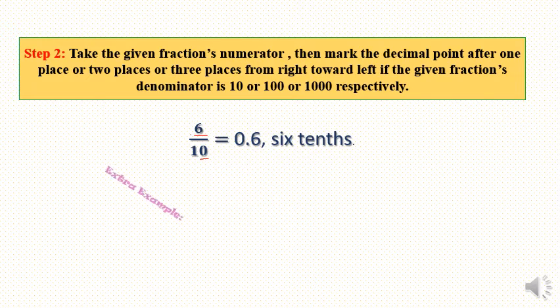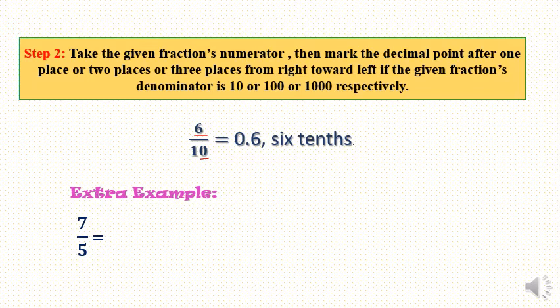Okay? Take another example. 7 over 5. Can I change it into an equivalent fraction and make it a decimal fraction? Yes. 10 is a multiple of 5, so we multiply it by 2, and whatever you do to the denominator, I have to do to the numerator, so multiply them by 2 to get 14 over 10. Now, can you write it as a decimal number? Yes, it's a decimal fraction, so I can write it as a decimal number.